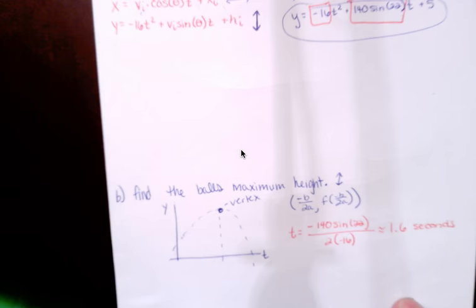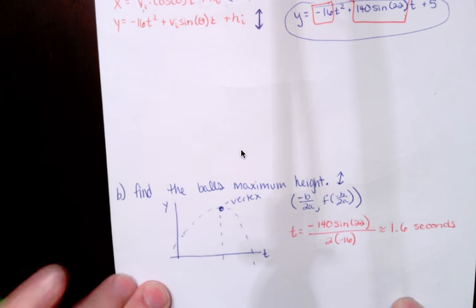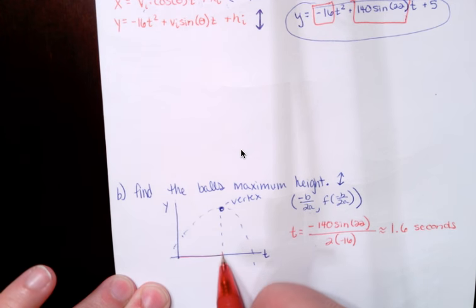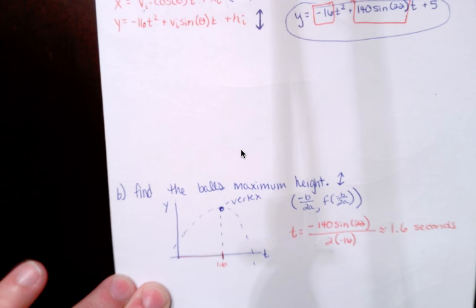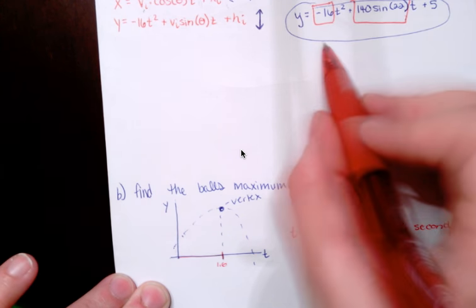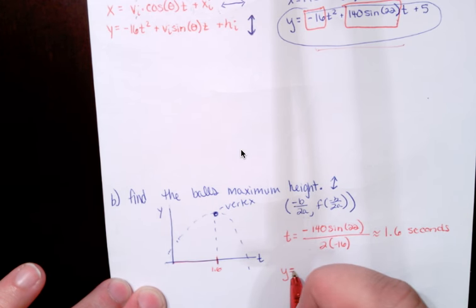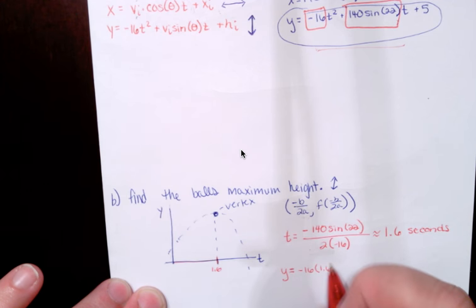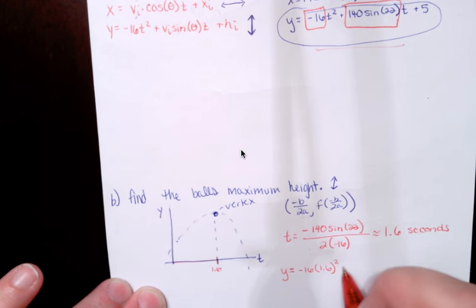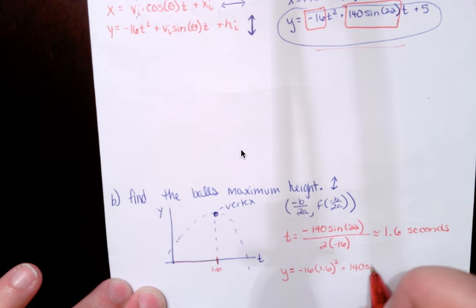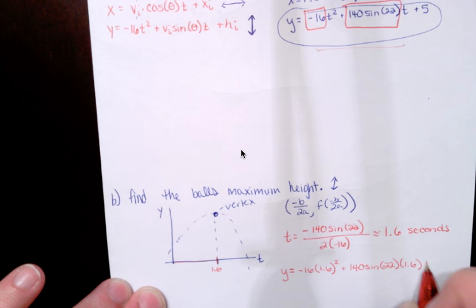Well, that didn't answer my question. I wanted the ball's maximum height. I found the time that the ball's at its maximum height. So after 1.6 seconds, I know it's going to be at its max height. So to get my max height, I'm going to plug that back into my original equation. So I'm looking for my y, my height. So I'll get negative 16 times t, t is 1.6, and square it, plus 140 sine of 22 times 1.6 plus 5.